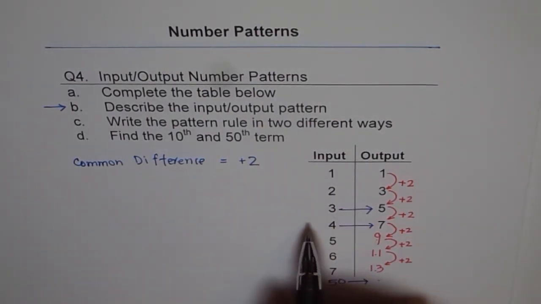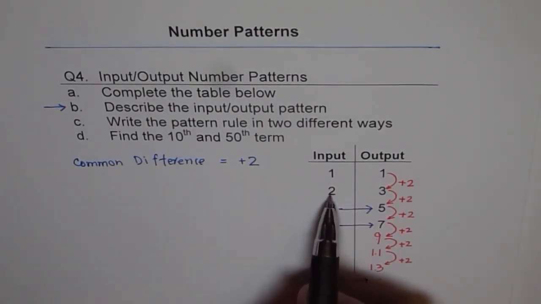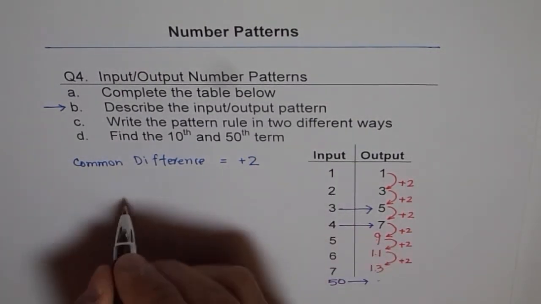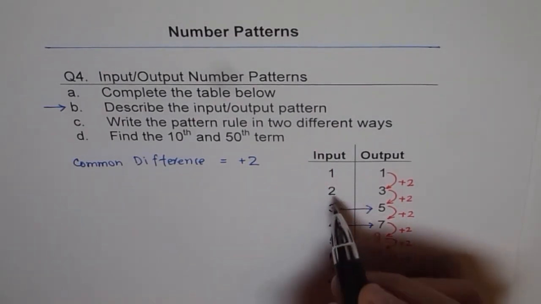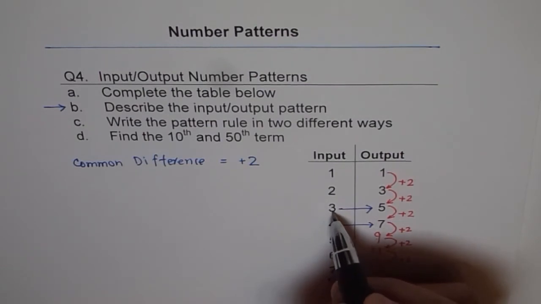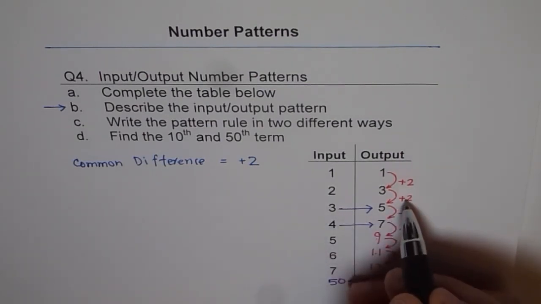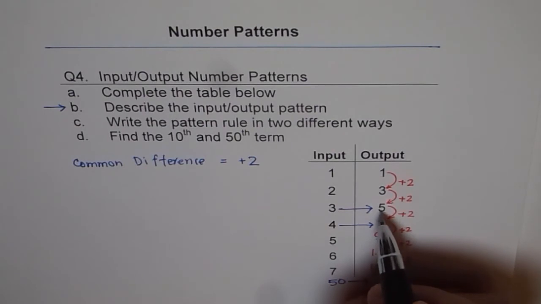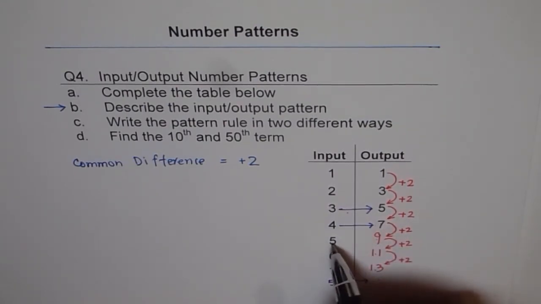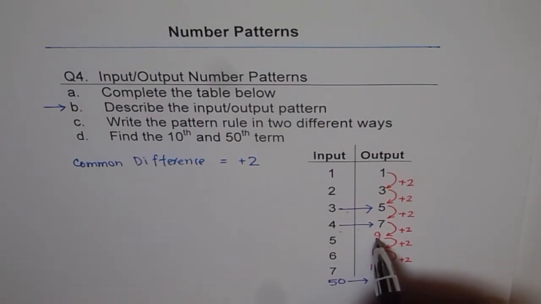Okay, now the second thing I'll tell you to do. What is 2 times 2 equals to? It's the common difference. We'll multiply the input. This is our input. 2 times 2 is 4. How do you get 3? 4 minus 1 is 3. Good. What is 3 times 2 equals to? 3 times 2 equals 6. How do you get 5? Minus 1. 6 minus 1 is 5. 4 times 2 is 8. 8 minus 1 is 7. 5 times 2 is 10. 10 minus 1 is 9. 6 times 2 is 12. 12 minus 1 is 11.